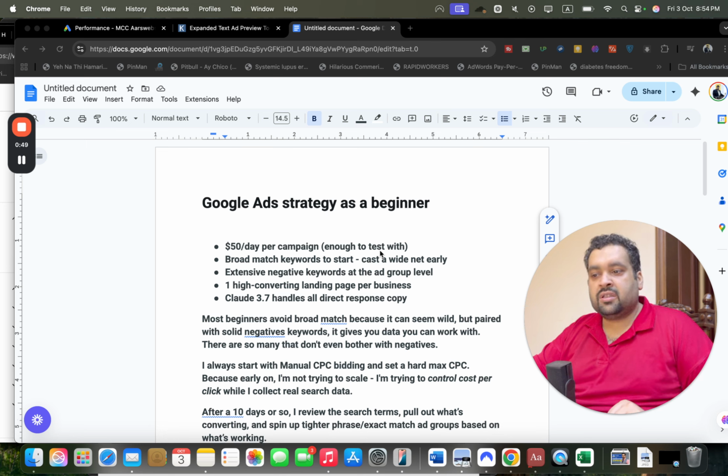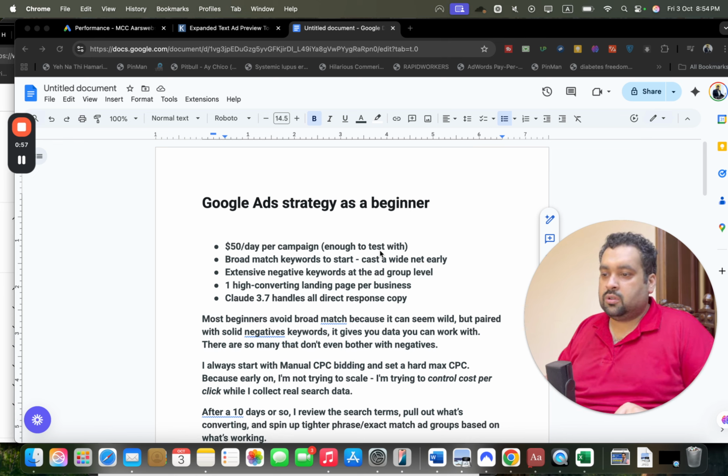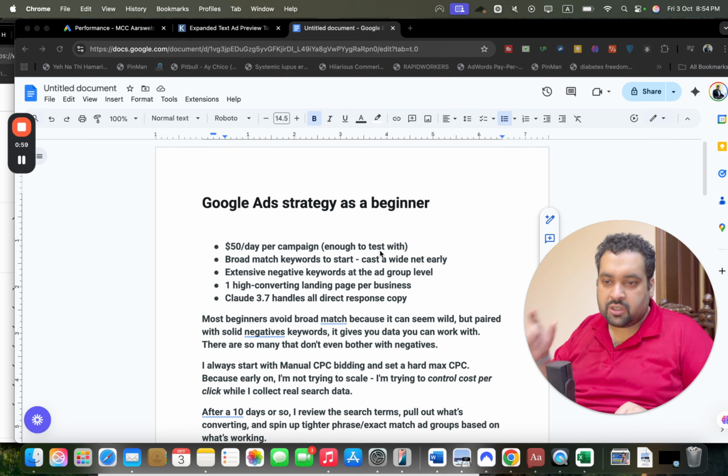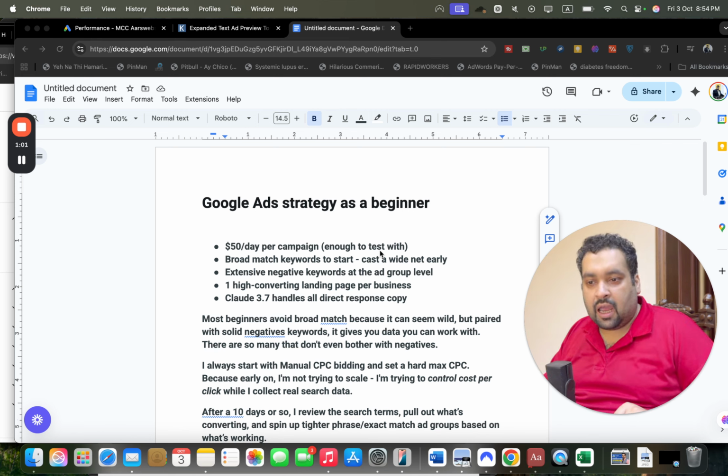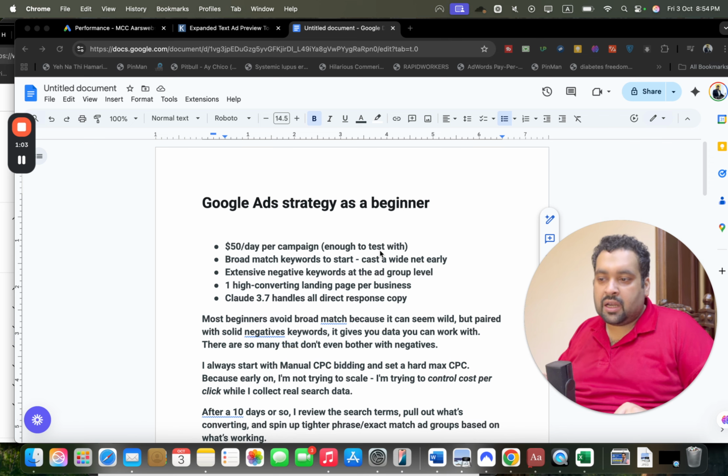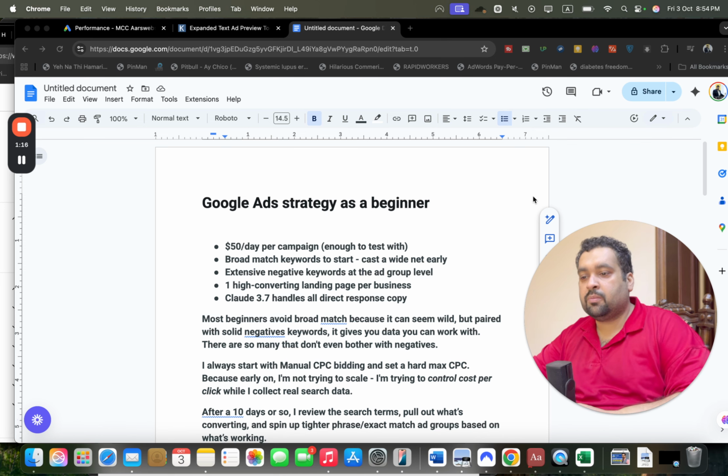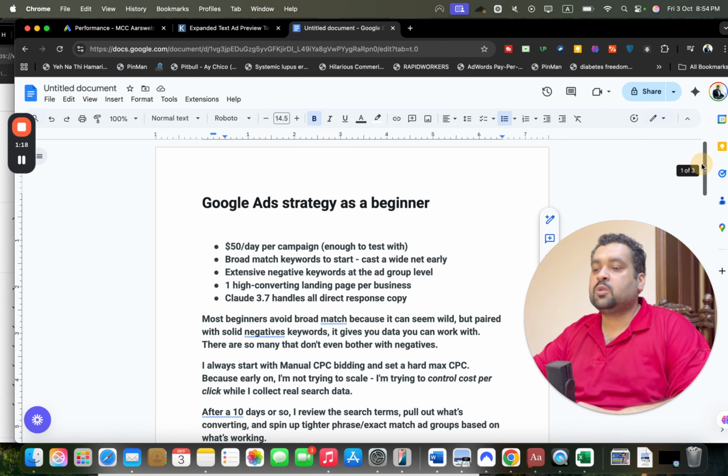So I will come onto this part again later on as well. Third is extensive negative keywords at the ad group level. Now this is where I will be working around. If you have a good set of negative keywords, you can follow this. For instance, you can use the words free, scam, cheap, hack, and add them as negative keywords, and then you can increase those as you get data by running campaigns. Also, I recommend you have one high converting landing page per business. Okay, this is very important.